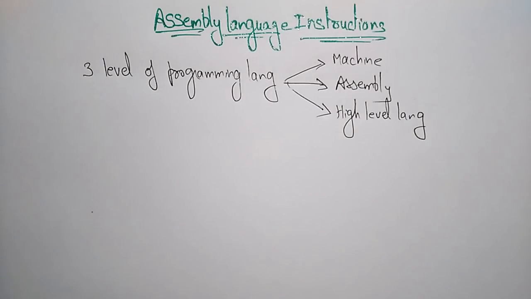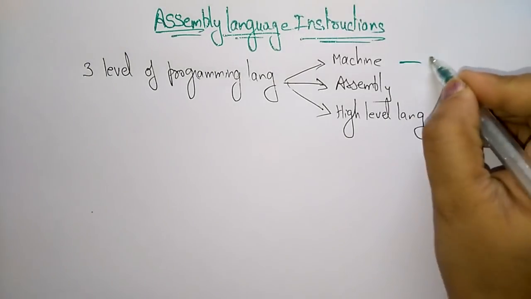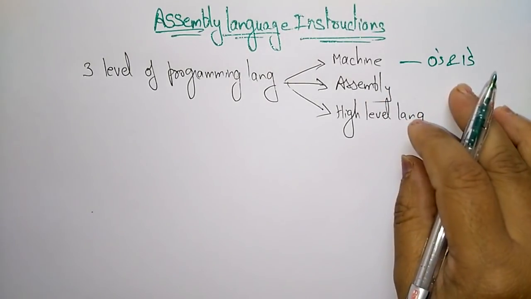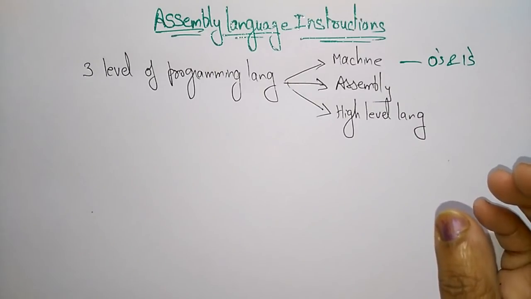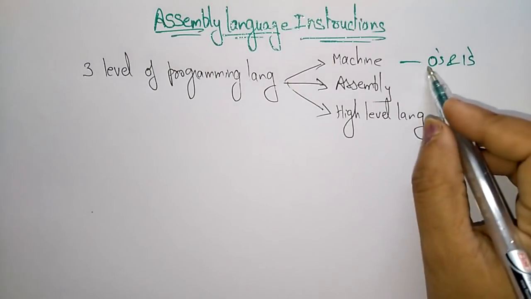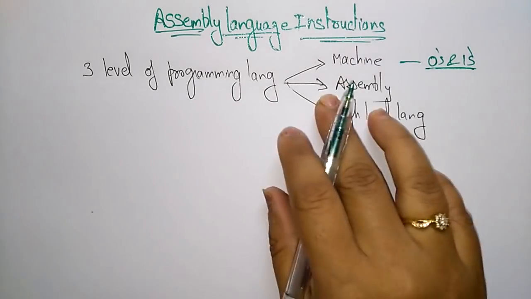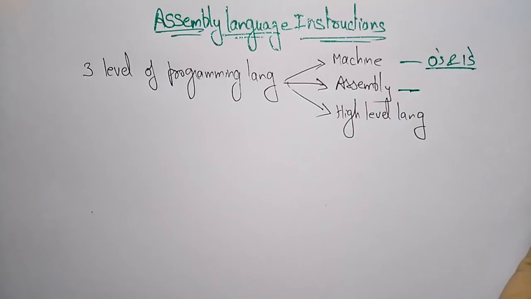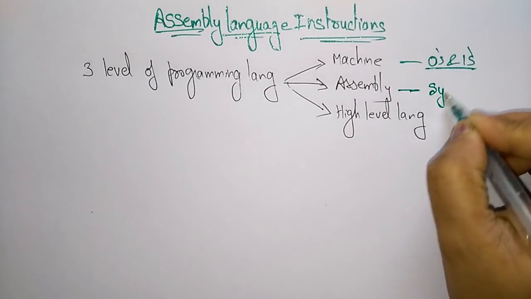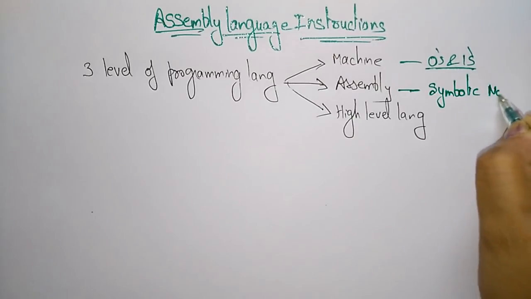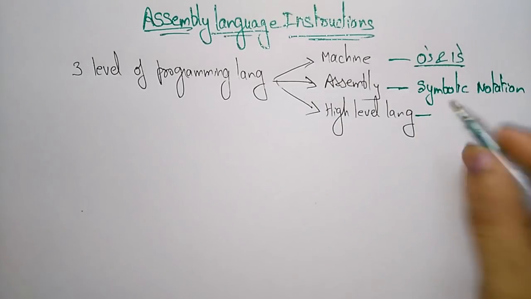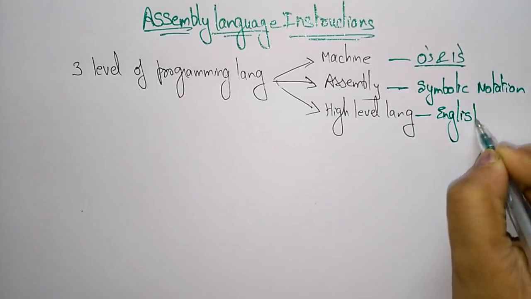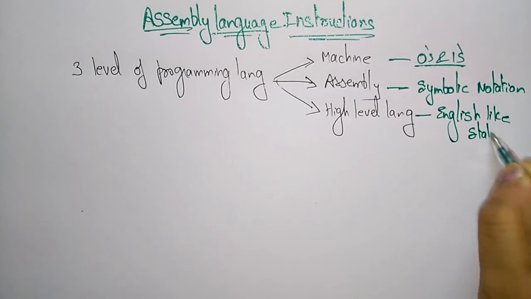Here the machine language is nothing but it is in the form of zeros and ones. Why is it in zeros and ones? Because the system can understand only the machine language, meaning the processor can understand only the zeros and ones language, the binary code. What about the assembly language? Assembly language uses symbolic notations. And coming to high level language, it is just like English like statements. So these are the 3 levels of programming language.